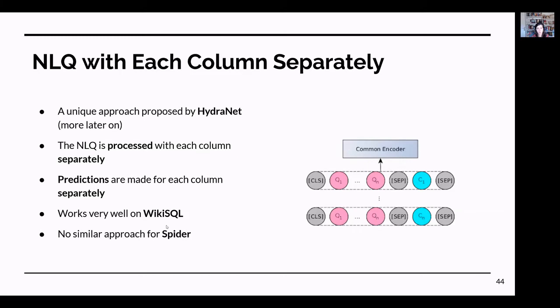Now, a third option that was actually introduced and used by HydraNet, as we're going to see later on, is to encode the natural language question separately with each column. The reason is that HydraNet essentially views the problem of predicting which column should be used for a particular query as a prediction problem, or as a classification problem, and encoding them like this helps this problem formulation. This also works very well over WikiSQL. HydraNet was developed for WikiSQL, and we haven't seen any similar approach that works for Spider, that is, for multiple table databases.